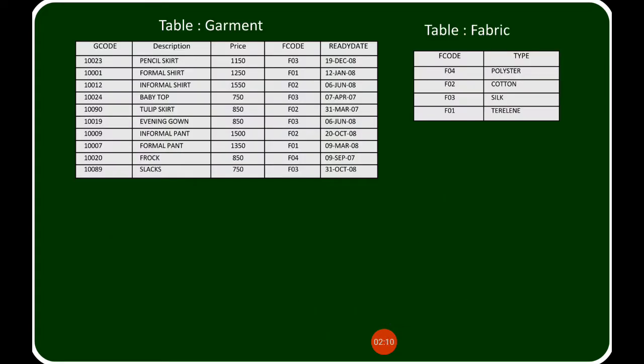Now we'll see one example. We have two tables. One is garment and the other one is table fabric. Now you can see here in both tables there is one common column, and that column is F code, that is for fabric code. So whatever garments are available, what type of fabric is used for that particular garment is shown in the second table, that is table fabric.